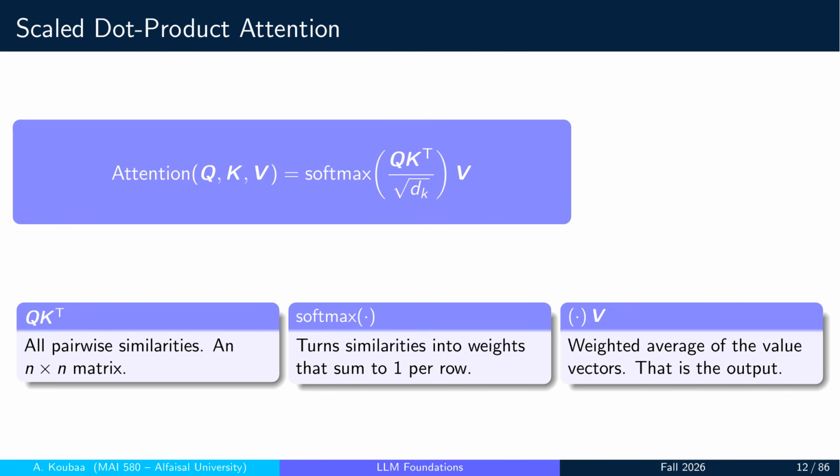Step 2, the softmax. This turns the similarities into weights that are never negative and that sum to 1 in every row. So each position produces a proper weighted average, not an arbitrary sum. Step 3, multiply by V. We use those weights to combine the value vectors, and that weighted average is the output.